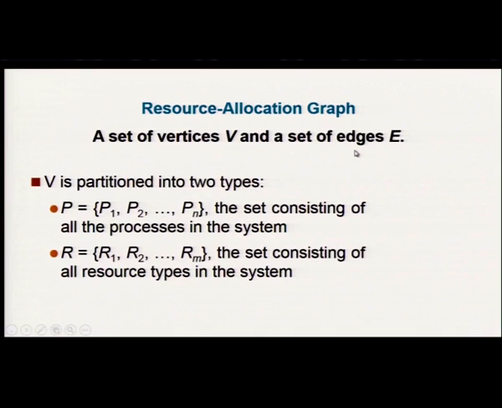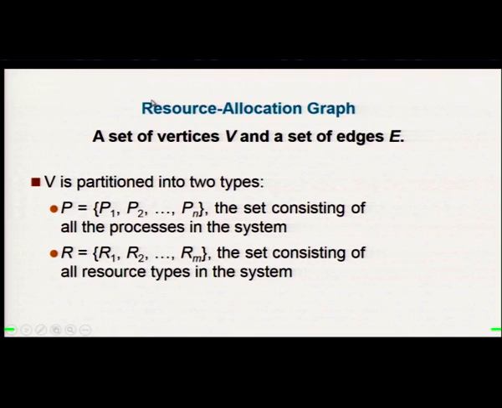So, a set of vertices V and a set of edges E. This is what is called a resource allocation graph. It's something like a notebook which the operating system maintains. It has the processes, it has the resources. So what is it making note of? A process P1 has made a request for a resource type R1. A process PM has made a request for a resource type RM. It's a kind of register where you are reserving the resources.